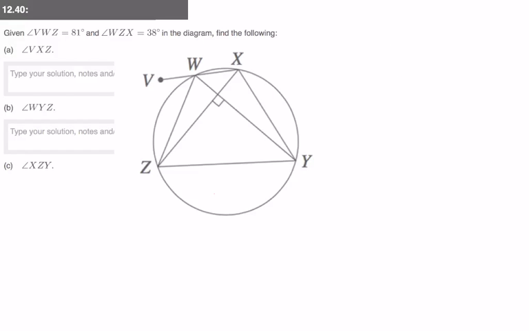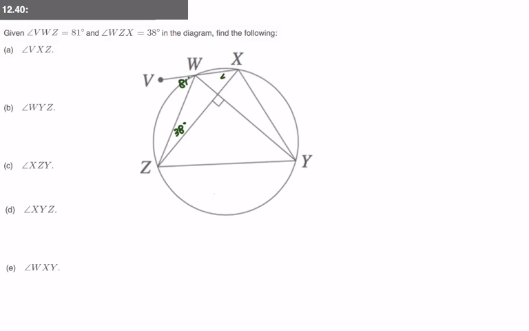Now number 40. Given that VWZ is equal to 81, and then WZX is equal to 38. Now, how do you figure out VXZ? That's equal to 43. Why is that? We can easily see that from the exterior angle of 81, which is the sum of the two remote angles, which is 38, and then another angle, which now we know to be 43.